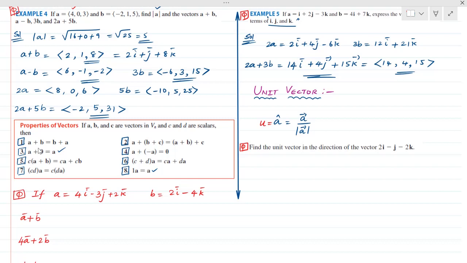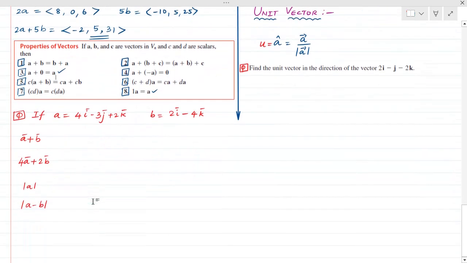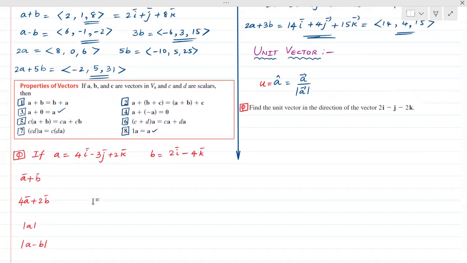Now first of all, we will see this part. A plus b, this is a regular one. So a plus b, you have to add these two vectors. So what is the vector addition here? 4 plus 2, which is 6. There is no j term, therefore it is as it is, 3j. 2 minus 4, which is minus 2k. So this is the a plus b.